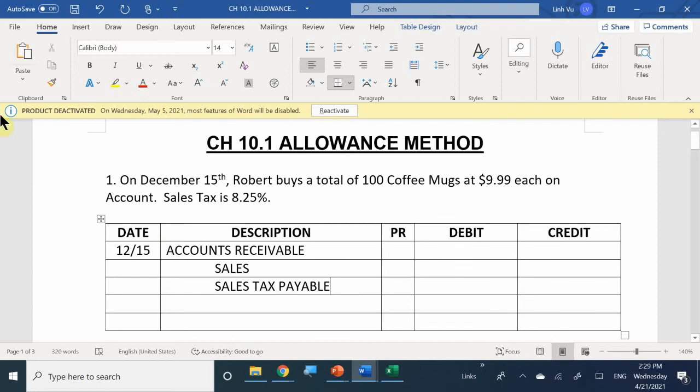Okay, so anything that's periodic inventory, let's take that and place it on hold. Okay, so in this case, we're going to record our sales. That's the first thing you have to recognize: what did you do? We sold something. So how much in total is the amount of sales? $999. Sales tax is $82.42.